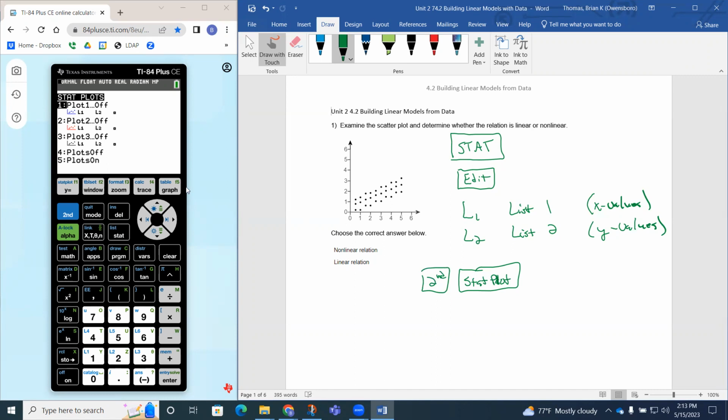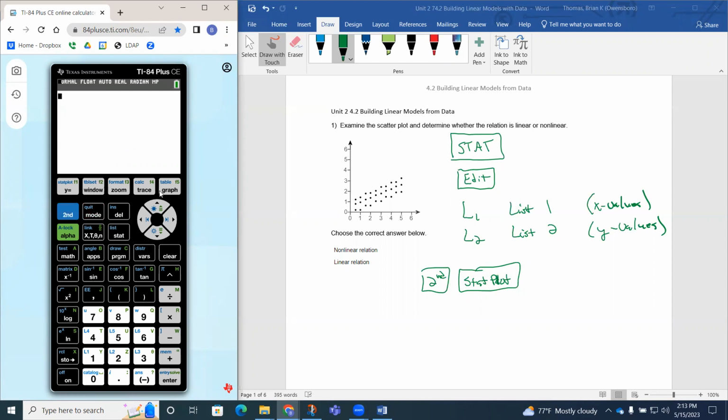So for us to make stat plots, we have to turn these plots on. So notice how number one is turned off right now. If I hit enter, I can turn it on. And then we would want one of these types here. Right now, the one we're looking at is the first one. That's going to be a scatter plot. Notice how the X list is L1, the Y list is L2, so that all wants to stay the same. So once this is all done, you can quit that, and you're good to go.